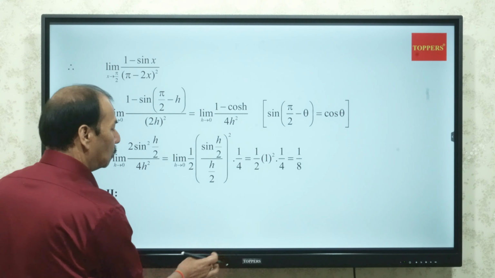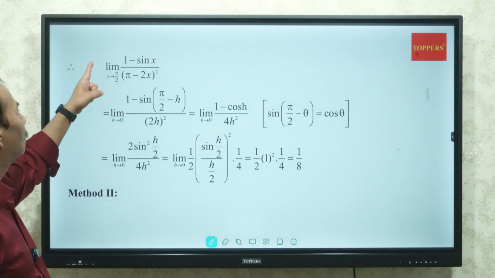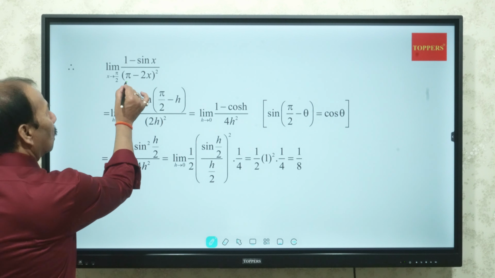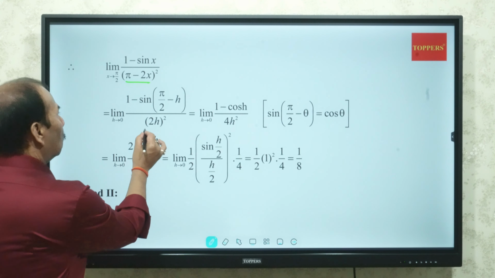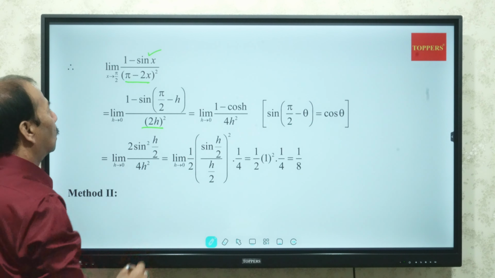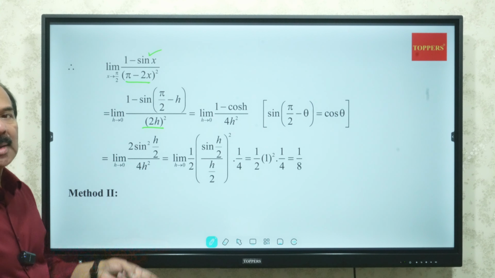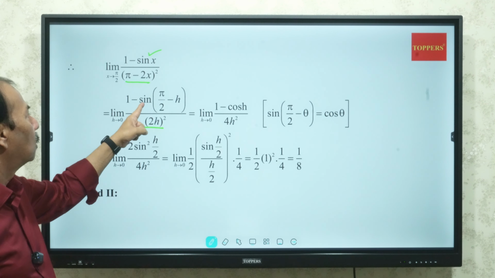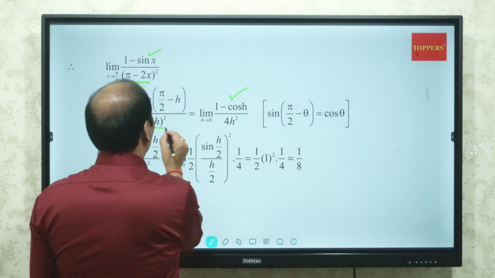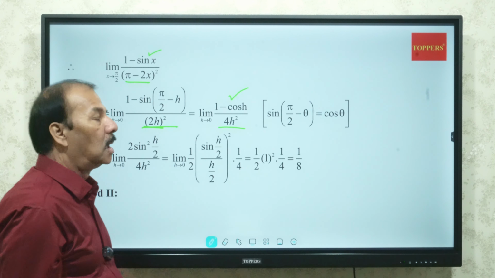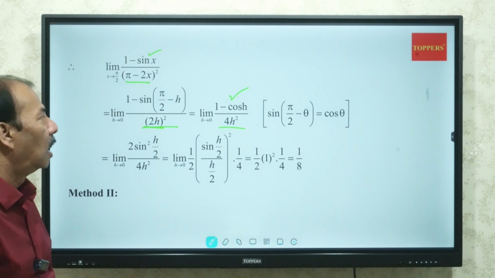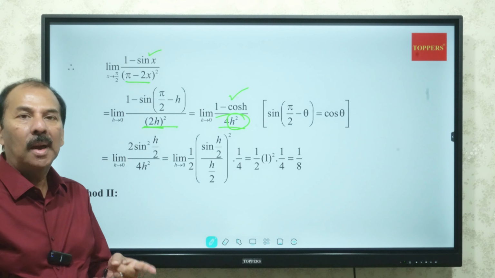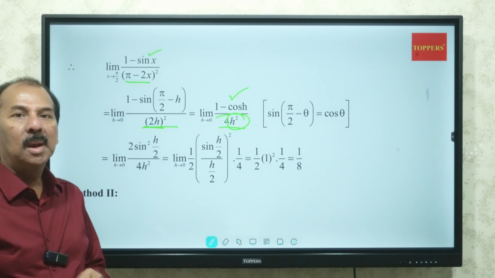So now let us come back to our problem. This is limit x tends to pi by 2, 1 minus sin x upon pi minus 2x whole square. So your pi minus 2x, we have calculated how much? 2h. So that becomes your 2h whole square. Sin x, x is equal to how much? Pi by 2 minus h. Sin of 90 minus theta is cos theta, so we will make use of that relation. So this becomes 1 minus cos h, and the denominator is 2h whole square, so that is 4h square. Again in the denominator you have h square. And again we need what? Sin x upon x. But in the denominator we have x square.